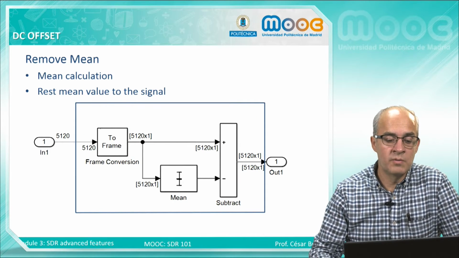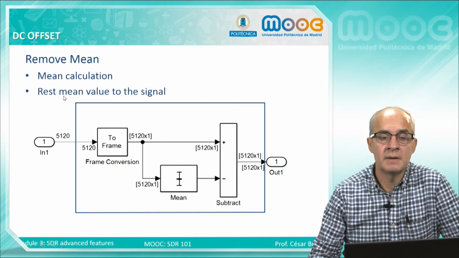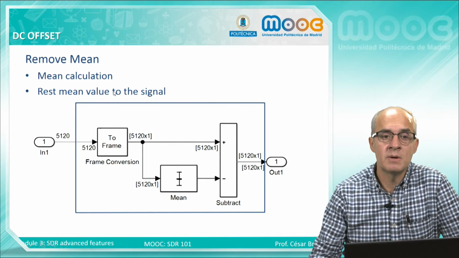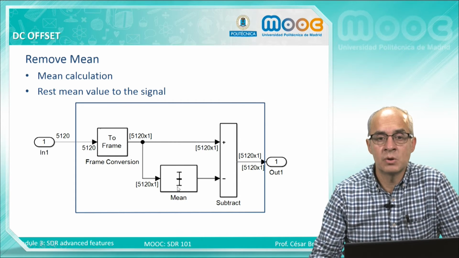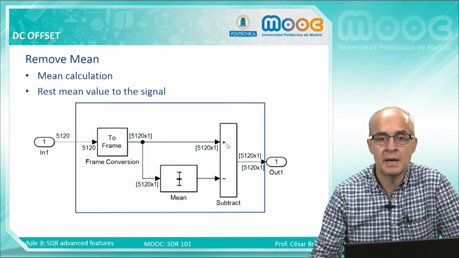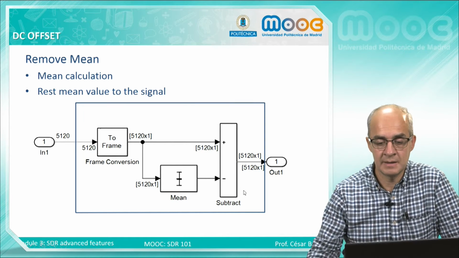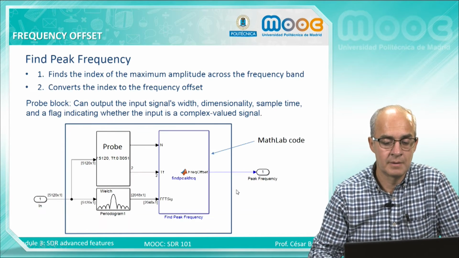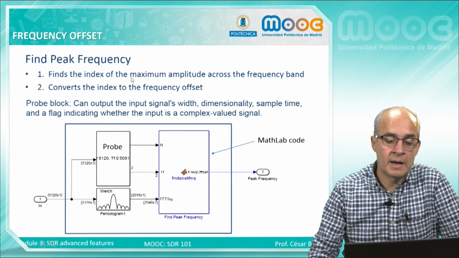The block remove mean makes the mean value calculation and then obtains this mean value and subtracts this mean value from the signal. Then at the output it's removed. It uses these blocks and it has this parameter that gives the mean value of the signal, and then we subtract this value from the original signal. It's very simple. Then the find peak frequency, on the other hand, is quite complex.